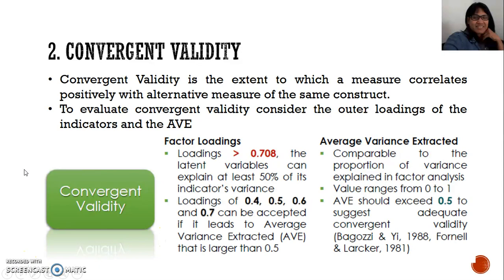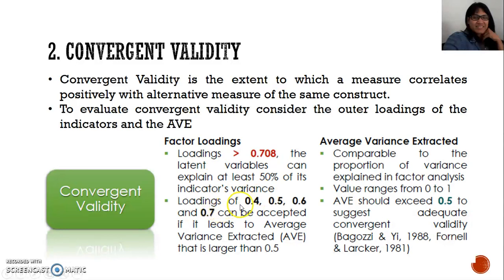Second evaluation is about convergent validity. Convergent validity is the extent to which a measure correlates positively with alternative measures of the same construct. So to evaluate convergent validity, consider the outer loadings of the indicators and the average variance extracted, or AVE. The criterion for outer loading is that it should be greater than 0.708. The latent variable can then explain at least 50% of its indicator variance.